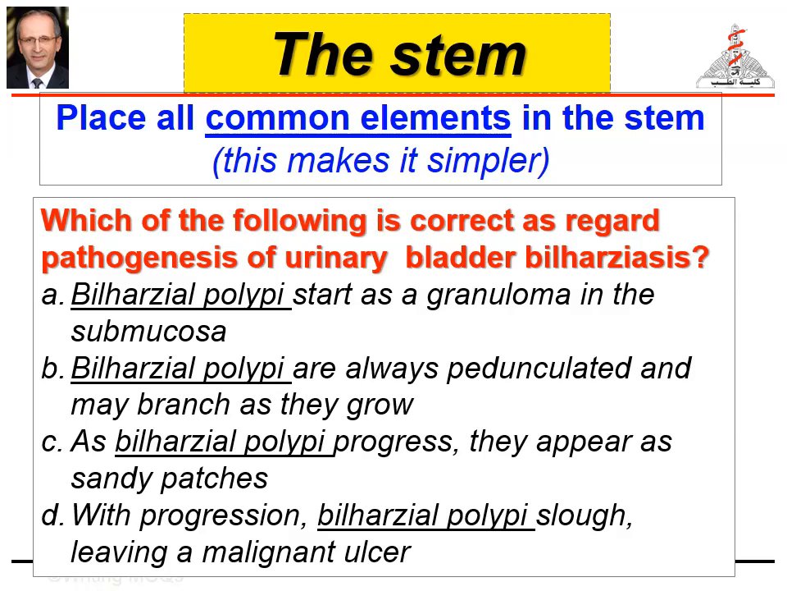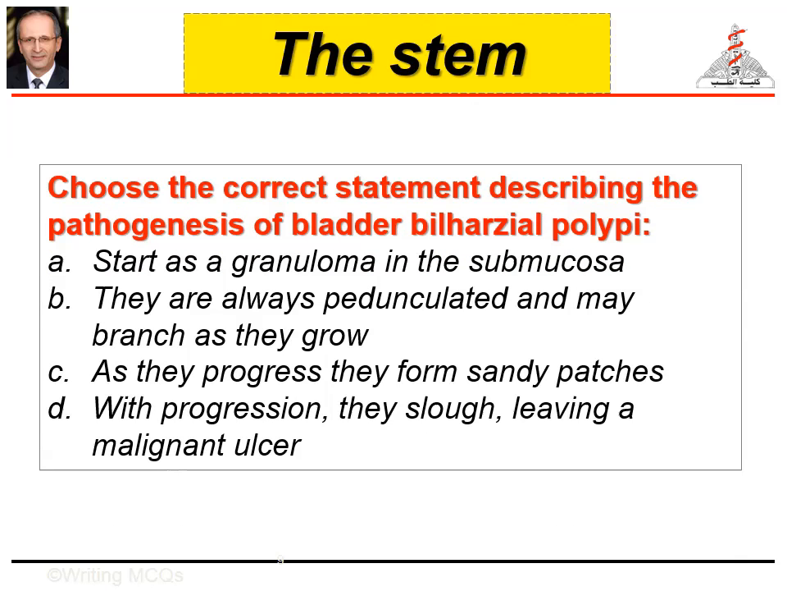You should place all common elements in the stem. This makes the item simpler. In this question, note that bilharzial polypi are repeated in all the choices. Can we improve this? A better stem could be: choose the correct statement describing the pathogenesis of bladder bilharzial polypi. This question looks better.